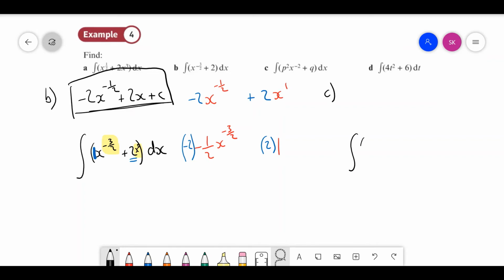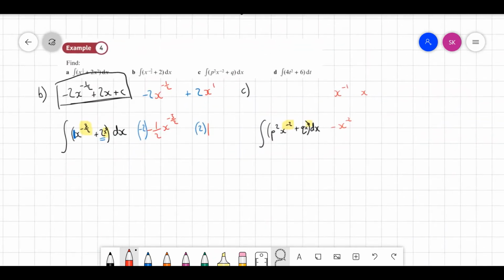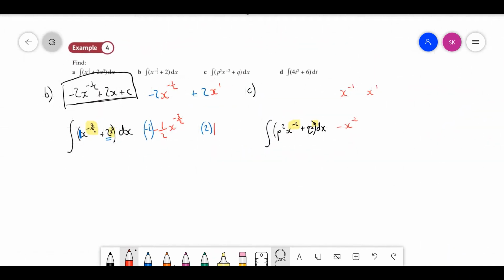I'm being asked to integrate the expression p squared x to the negative 2 plus q with respect to x. Again, I'm going to focus on the x powers, and there's no x here, so it's x to the power of 0. So these are what I'm focusing on first of all. x to the negative 1 is 1 above negative 2. That differentiates to negative x to the negative 2. Zoom out a bit, x to the 1 is 1 above x to the 0, and that differentiates to 1.